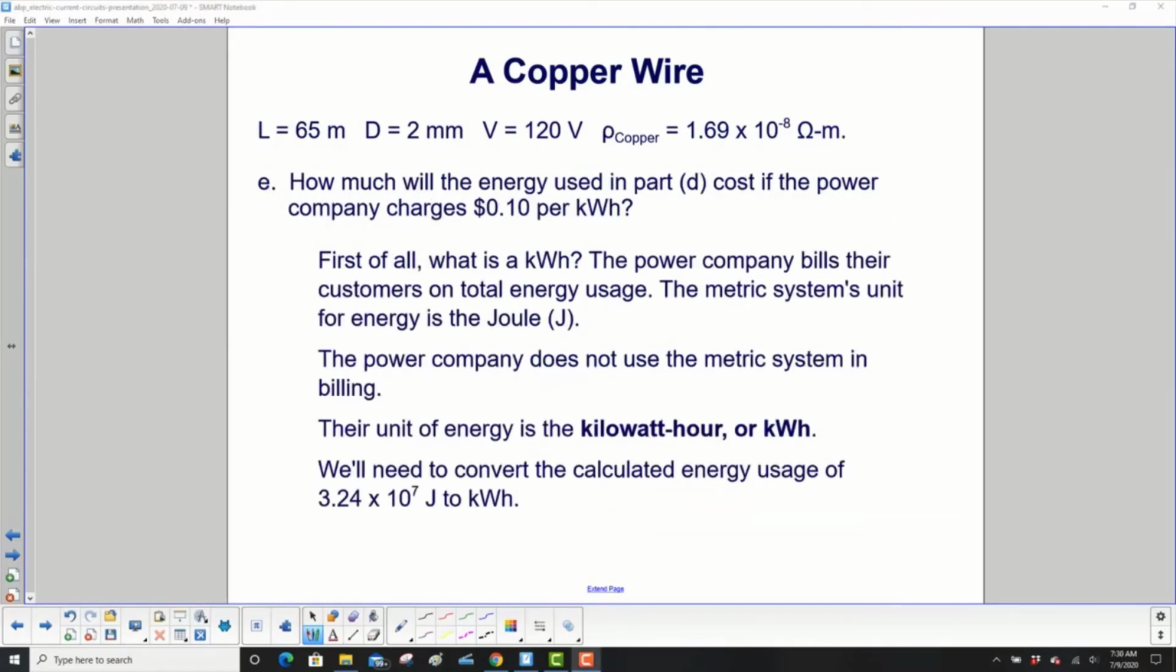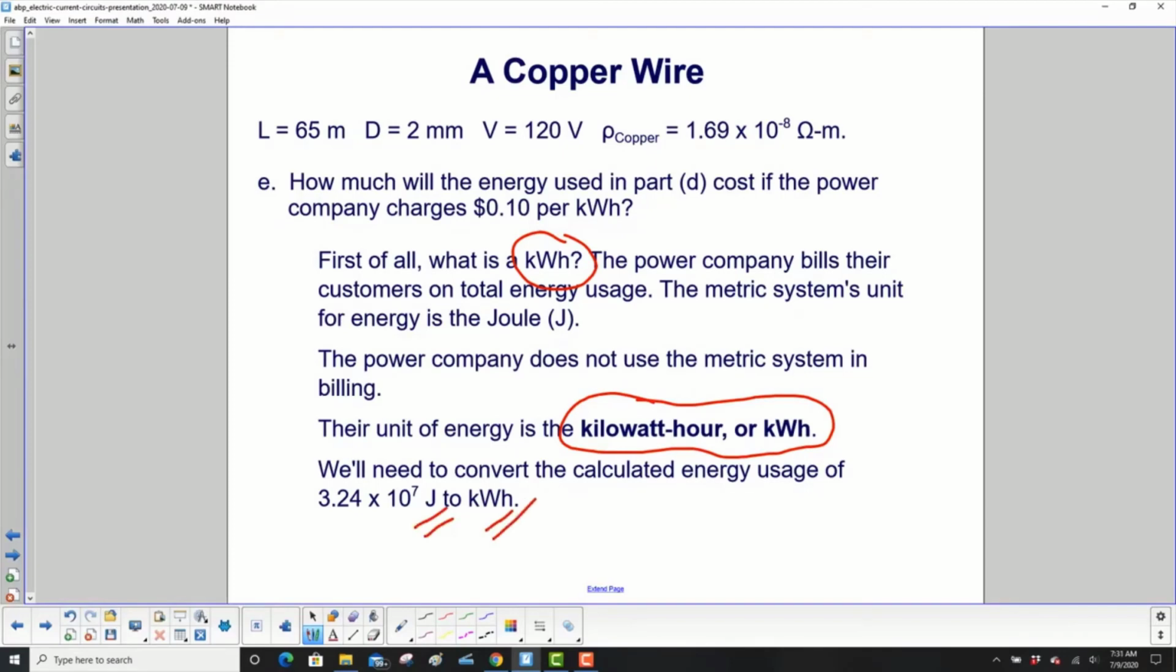How much will the energy used in Part D cost if the power company charges 10 cents per kilowatt hour? First of all, what is a kilowatt hour? The power company bills their customers on total energy usage. The metric system's unit for energy is the joule. The power company does not use the metric system in billing. Their unit of energy is the kilowatt hour, abbreviated kWh. So we're going to have to convert the calculated energy usage of 3.24 times 10 to the 7th joules to kilowatt hours. Joules, of course, is energy, and so is kilowatt hour.